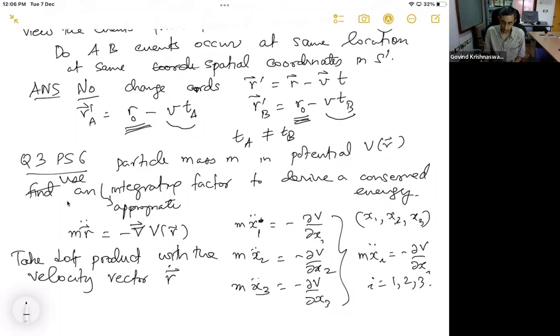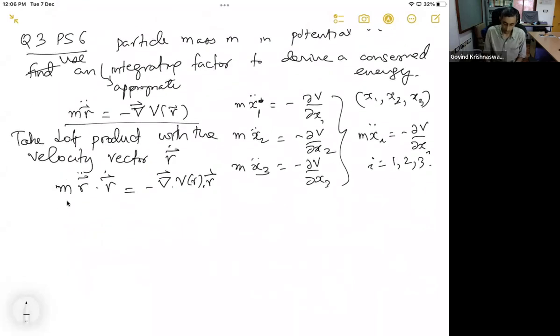which is r dot. Okay, so in vector form, what would happen? You would get m r double dot dotted with r dot is equal to minus gradient V of r, dotted with r dot. And now you notice, if you are comfortable with vector notation, you could proceed from here and notice that this is d by dt of half m r dot squared. So if you differentiate this, you will get that.